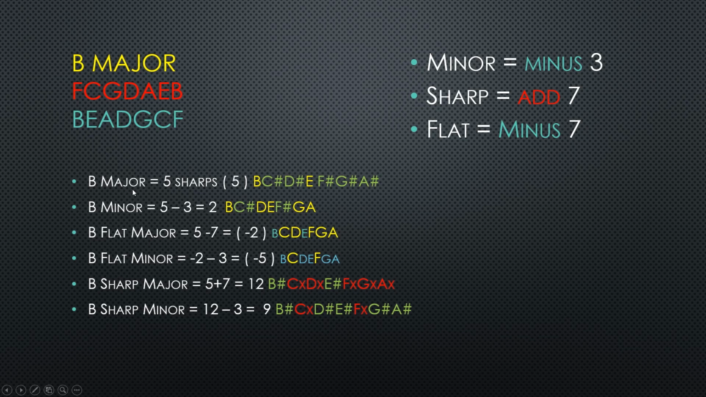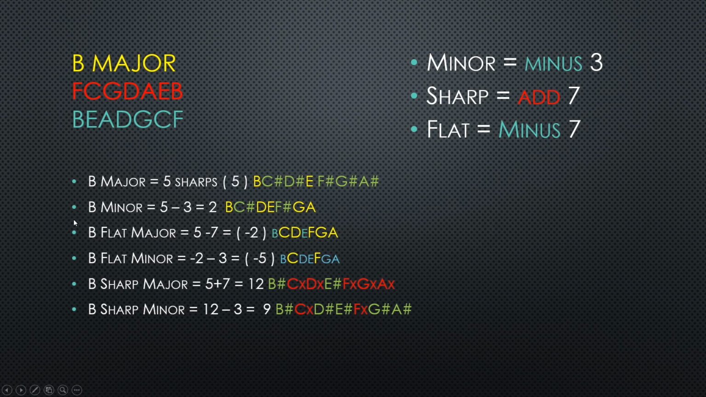In order to get B minor, we're going to take the B major, which is 5, and subtract 3. So remember, -3. That total will give us 2, +2. That means B minor has 2 sharps in its scale. And if we go by the order of sharps, that is F and C. So you can see F sharp and C sharp.